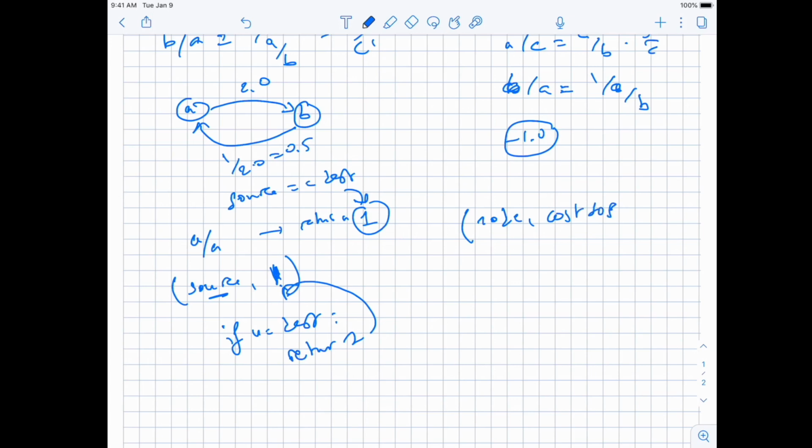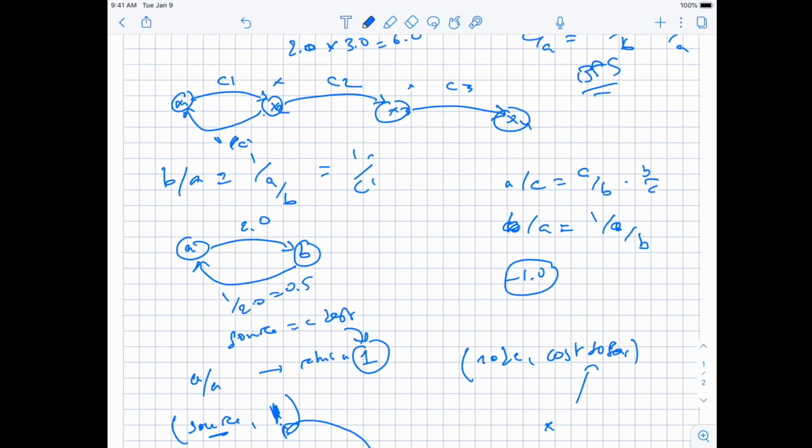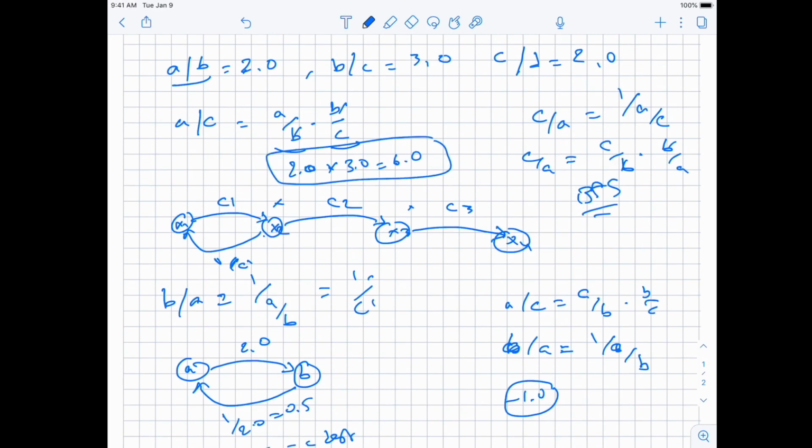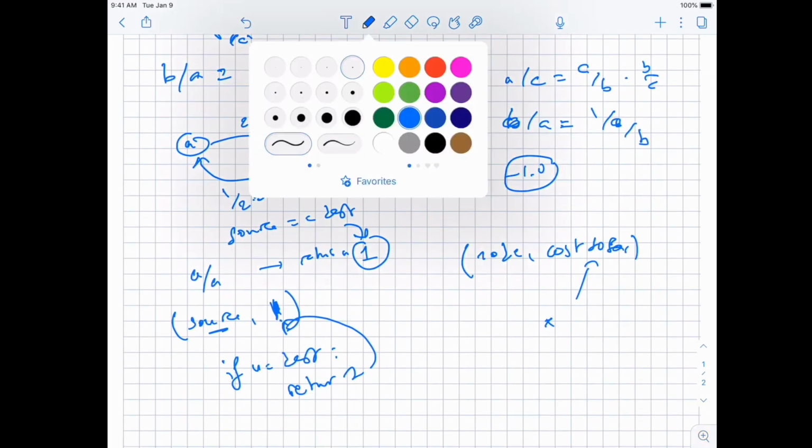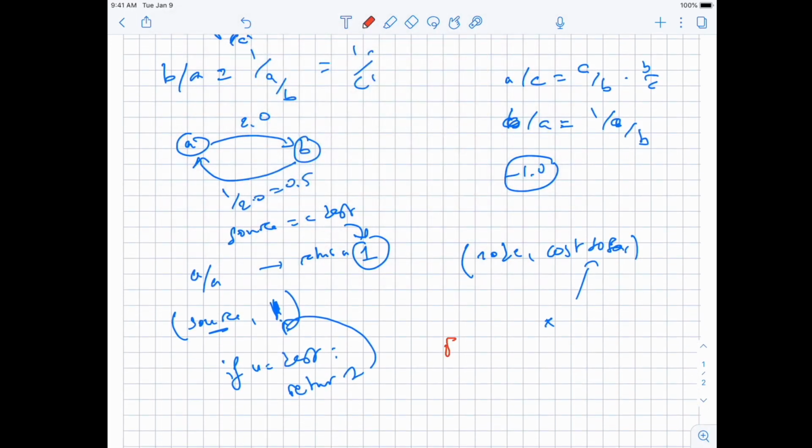Because in our BFS, we will want to add the node and the cost so far, which would be each time we traverse an edge, we'll just multiply. That's what we said earlier, that we will multiply the costs. And that's pretty much the idea here. We'll proceed and use BFS in this case.